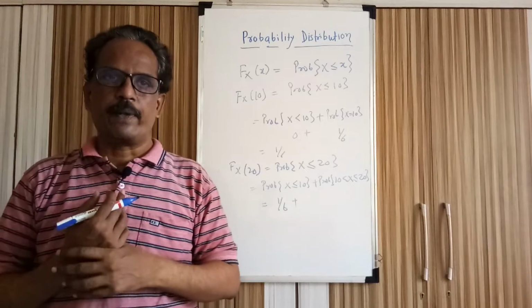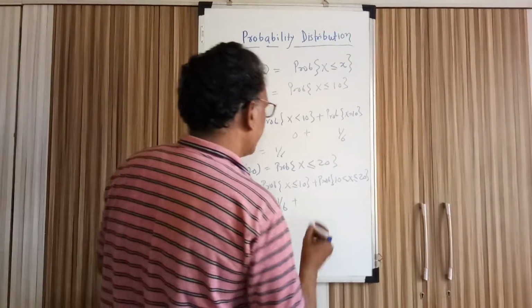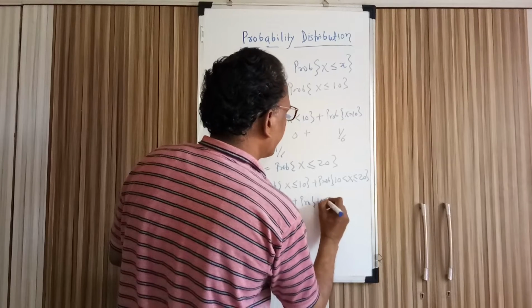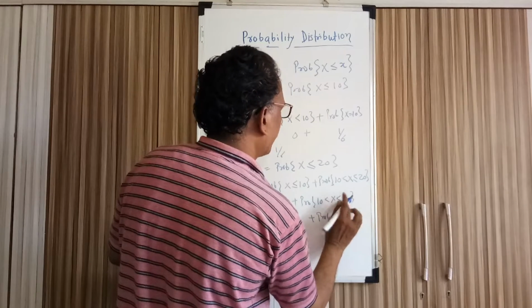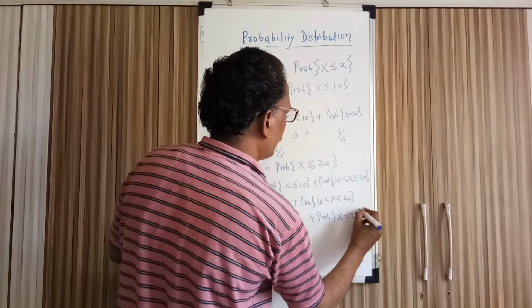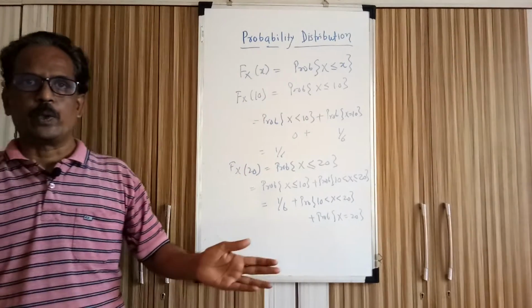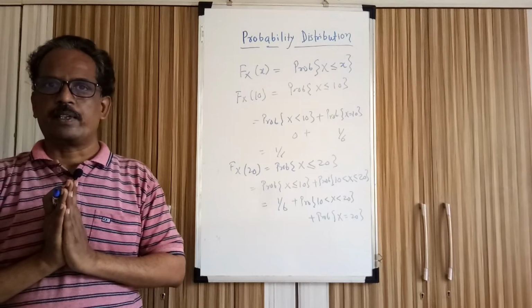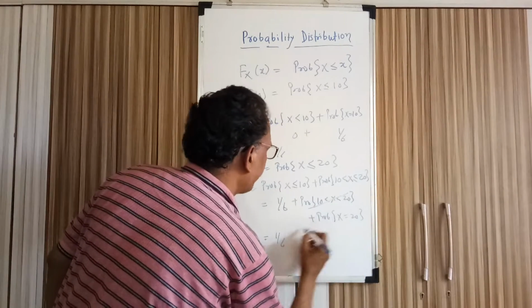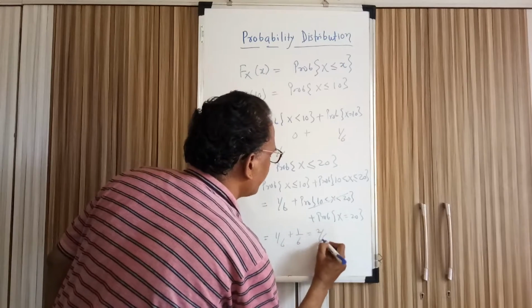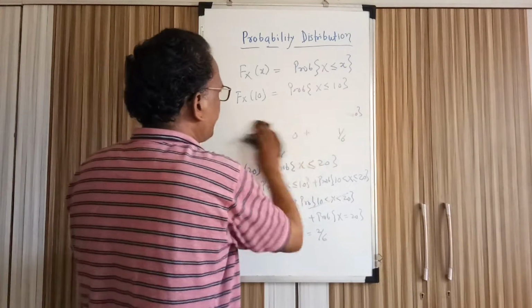Since it is a discrete random variable, for 20, the probability of taking value 20 is, okay, we can write here one more term: greater than 10 and less than 20, plus the probability that X equals 20. X equal to 20 is 1 by 6, X equal to 10 is 1 by 6. Is the random variable taking value between 10 and 20? No, it is not taking any value greater than 10 and less than 20. So this probability is 0. And this is 1 by 6, and taking value 20 is 1 by 6. So it is 2 by 6, right? Now it is 1 by 6 for 10, 2 by 6 for 20.